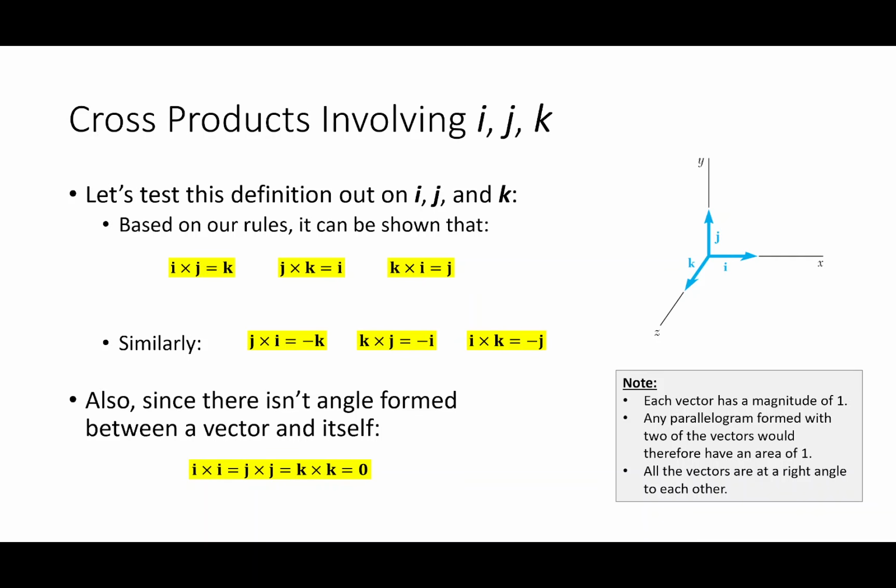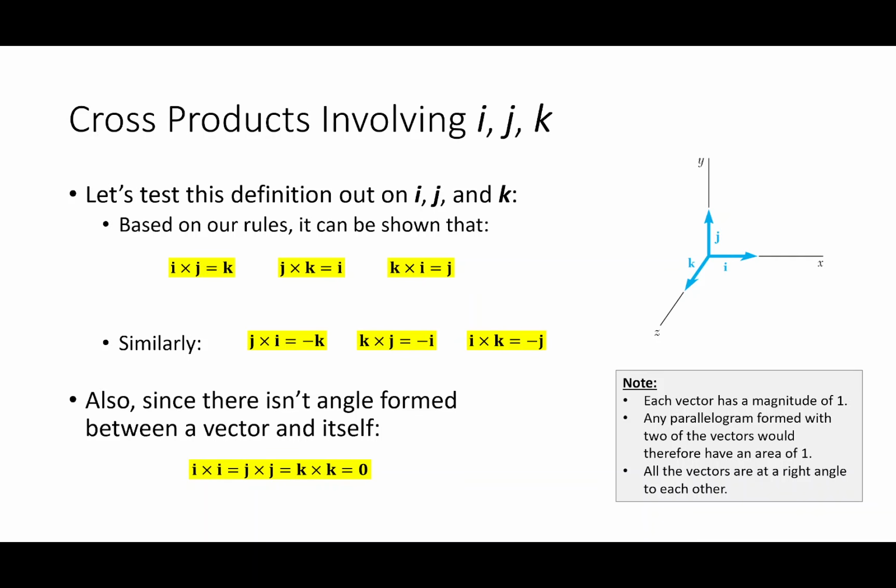A common mnemonic that students will use, and to be honest, I will use, is this. I'm going to do I, J, K. I'm going to draw a circle in the direction of the alphabet and say that's positive. So instead of having to remember all these formulas, I can use this. Watch this. I cross J equals K. K cross I equals J. But then K cross J, I'm going in the opposite direction, so it's negative I.